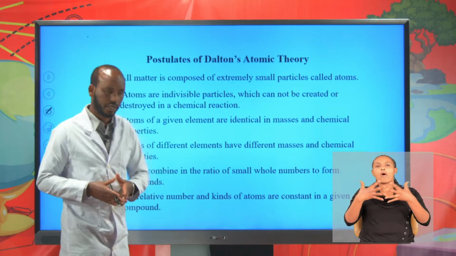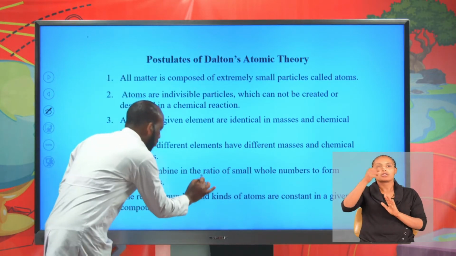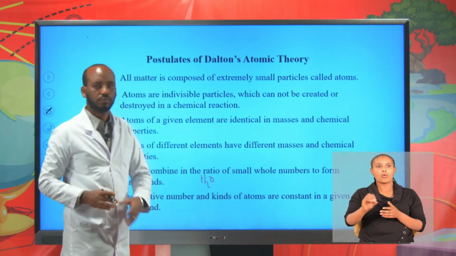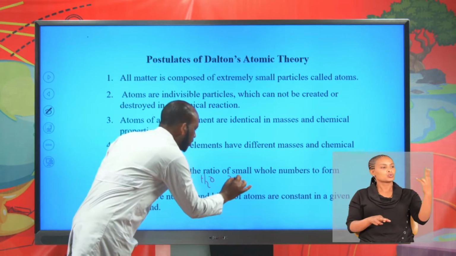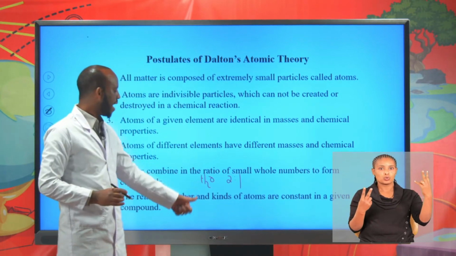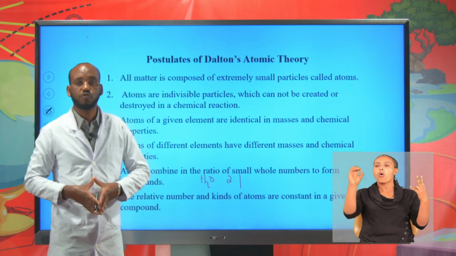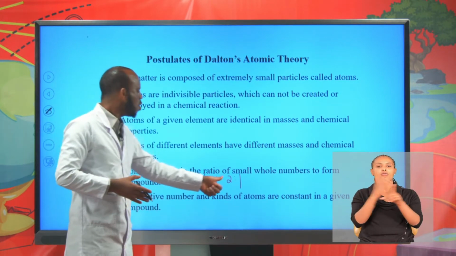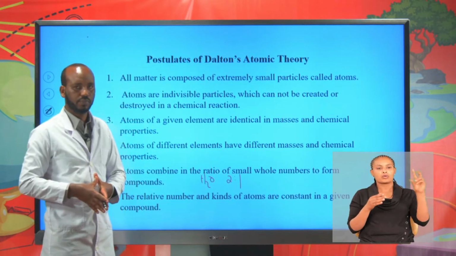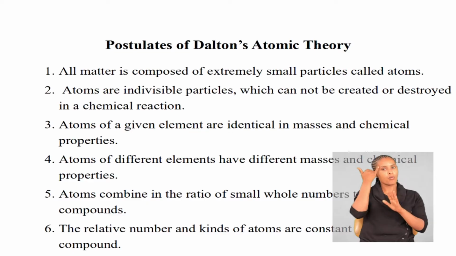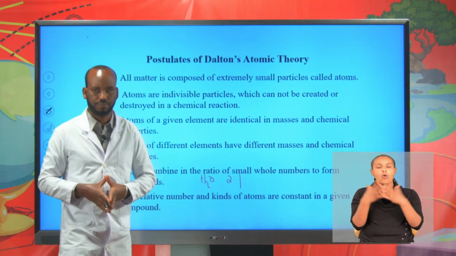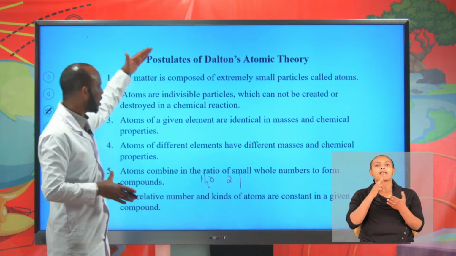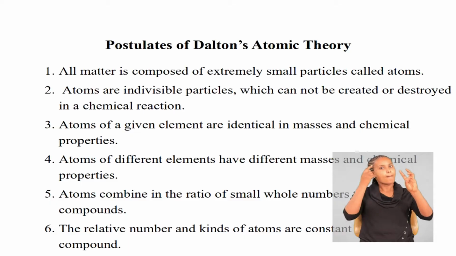5. Atoms combine in the ratio of small whole numbers to form compounds. If you take water, H2O, hydrogen to oxygen ratio is 2:1. You see, 2 hydrogen atoms combine with 1 oxygen atom to form water. Simple whole number ratio, according to postulates of Dalton's atomic theory. 6. The relative number and kinds of atoms are constants in a given compound. These are the 6 postulates of Dalton's atomic theory.